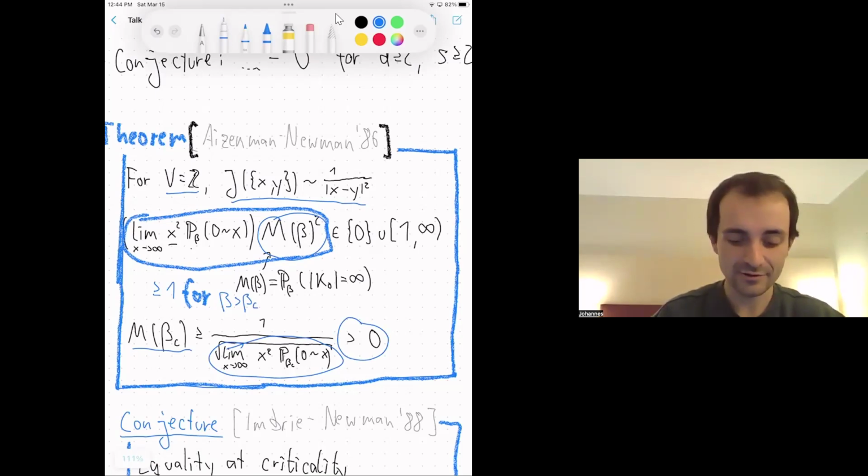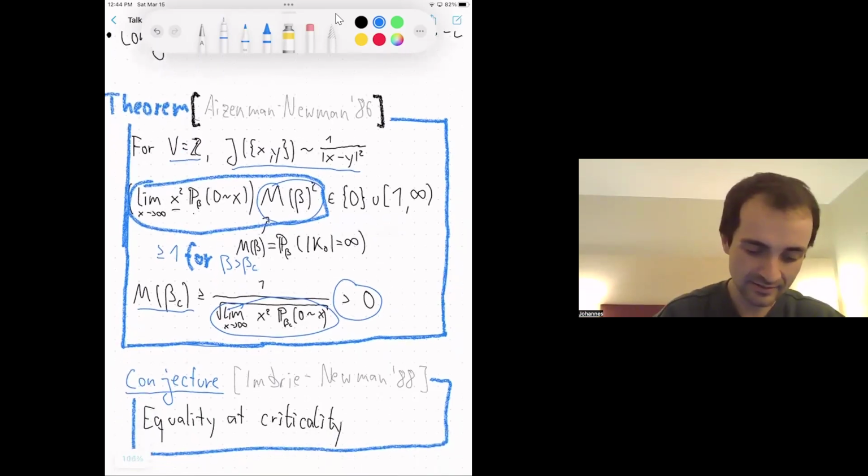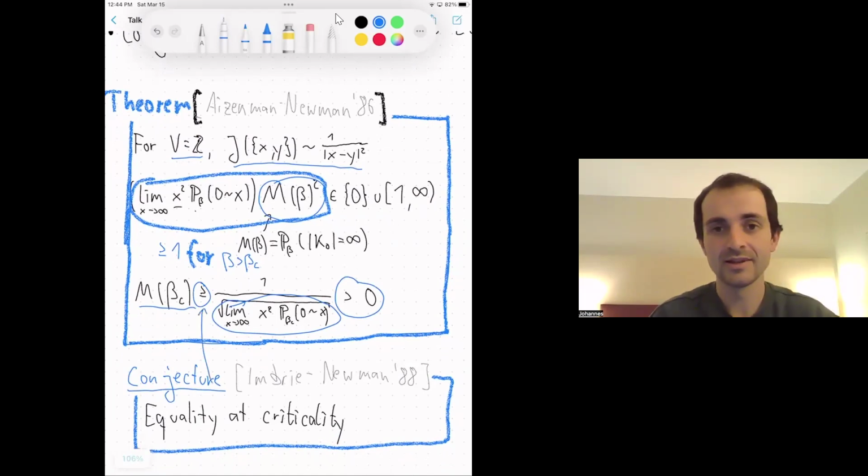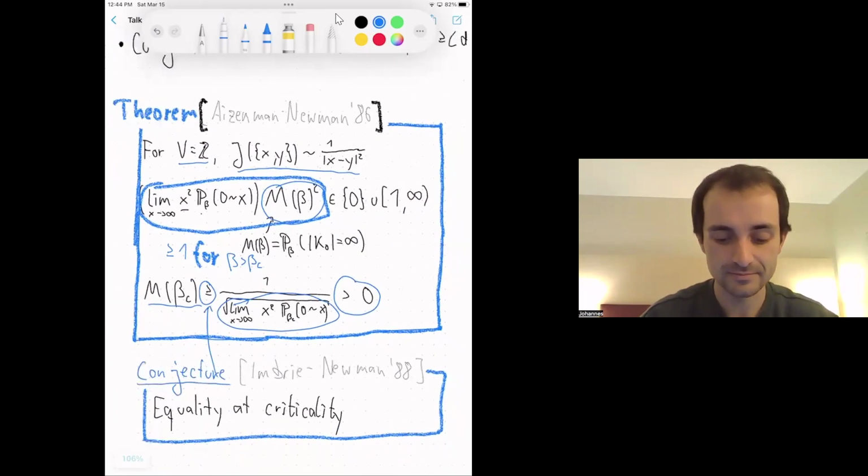Okay, and one thing, it's also conjectured that at criticality, this inequality actually is an equality. So it's conjectured that for beta equals beta c, this inequality here is an equality, but it's not known so far how to prove this, or if this holds.